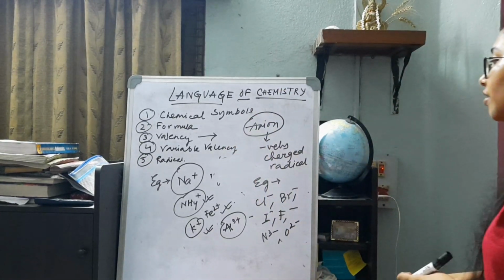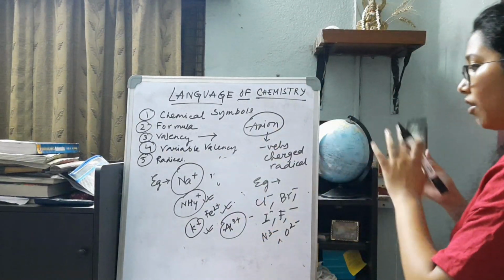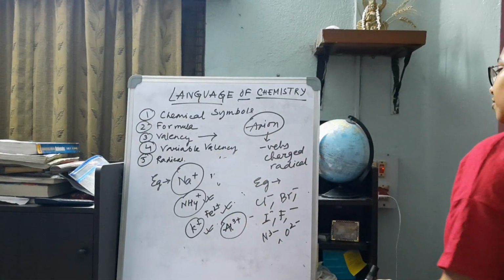I repeat the definition of a radical. It is basically a group of atoms or a single atom, provided it has a positive or a negative charge.